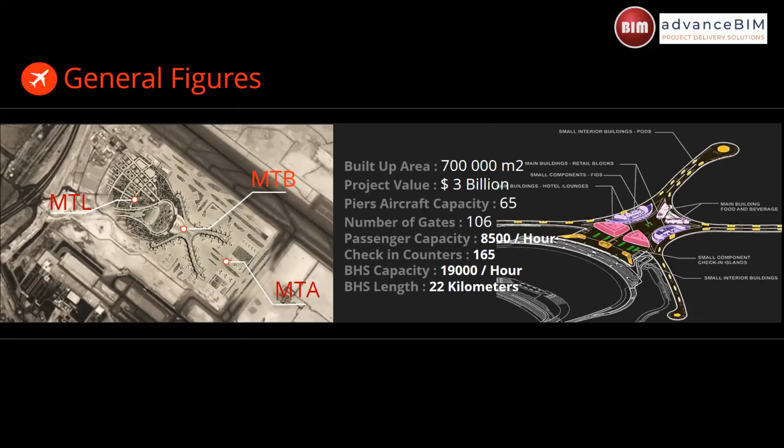It can accommodate 65 aircraft at the same time, 8,500 passengers per hour. It can serve up to 19,000 packages per hour, and the package handling conveyor belt's length is about 22 kilometers. That was during design. Now it is around 27 kilometers.